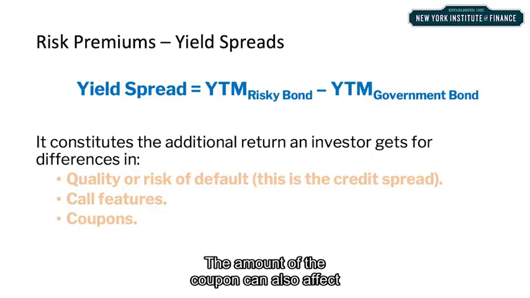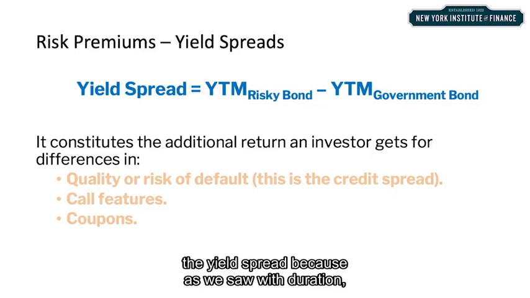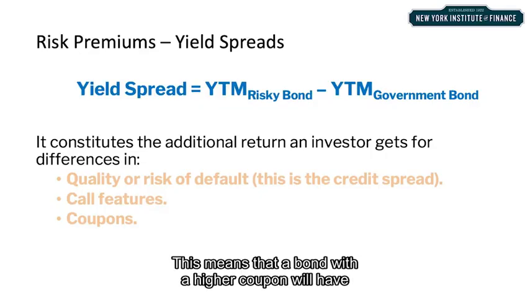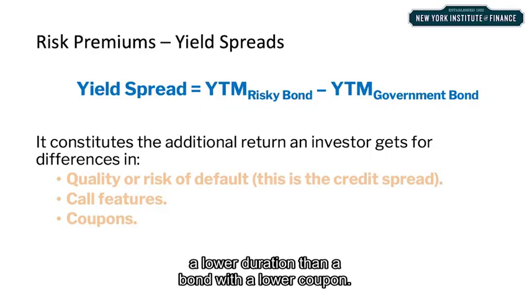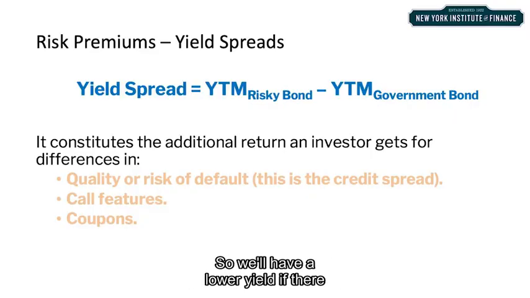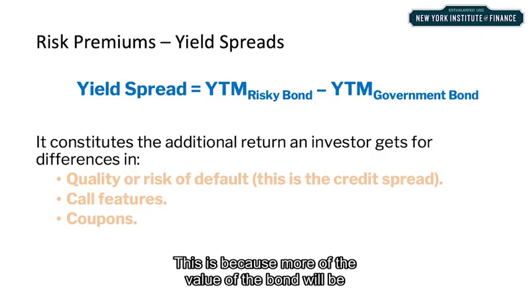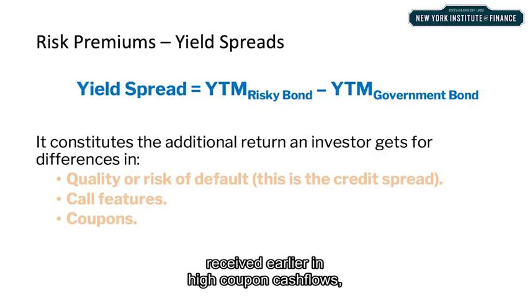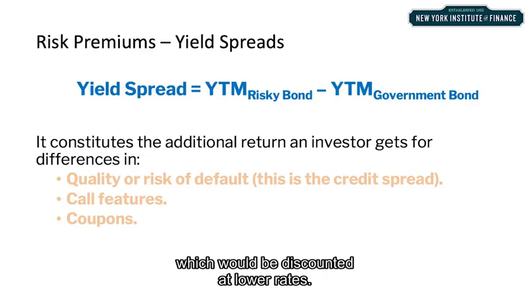The amount of the coupon can also affect the yield spread because, as we saw with duration, the level of the coupon affects the duration of the bond. This means that a bond with a higher coupon will have a lower duration than a bond with a lower coupon, and so will have a lower yield if there is an upward sloping yield curve. This is because more of the value of the bond will be received earlier in high coupon cash flows, which would be discounted at lower rates.